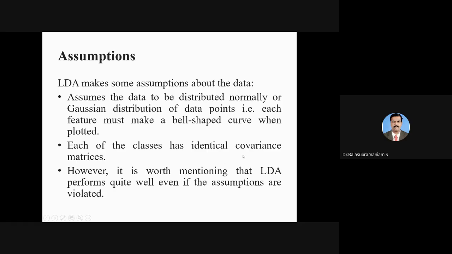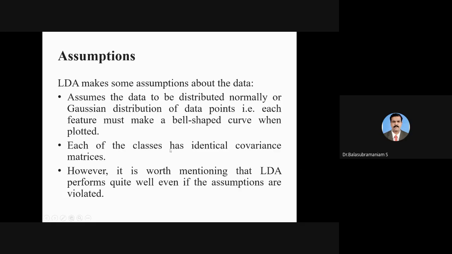But in some cases in real time, LDA performs quite well even though the assumptions are violated. That has already been proved. But before applying LDA, we have to assume that all the data points are normally or Gaussian distributed. I think you know what a normal or Gaussian distribution is, because I have already explained it in module 2 and module 3, where we spent most of the time on the normal and Gaussian distribution of the data points. That will be like a bell-shaped curve.